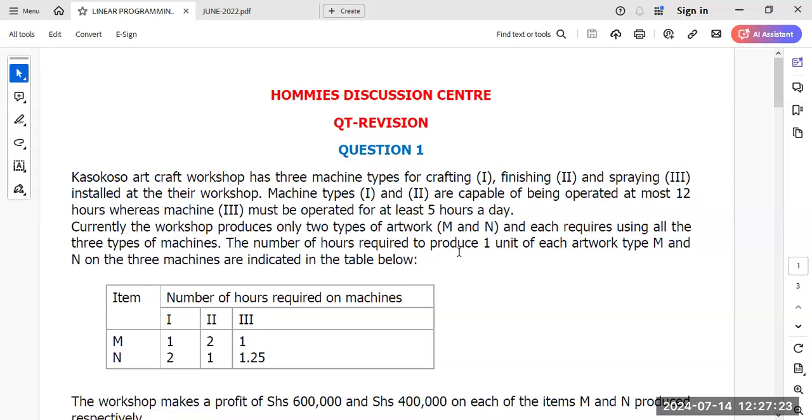The number of hours required to produce 1 unit of each artwork, type M and N, on the 3 machines is indicated in the table below. So here we have machine 1, machine 2, machine 3, and these are the number of hours required on each machine. For you to produce M, you need 1 hour of machine 1, you need 2 hours of machine 2, you need 1 hour of machine 3, like that.